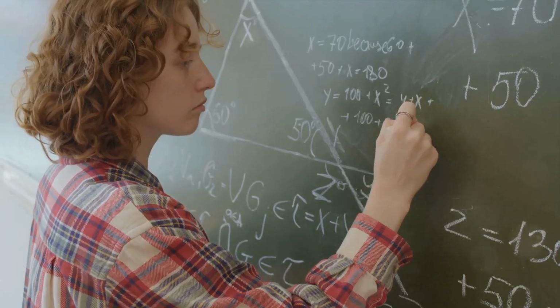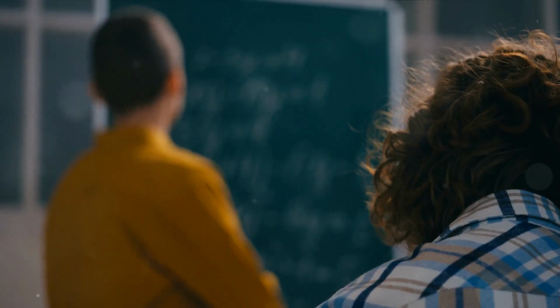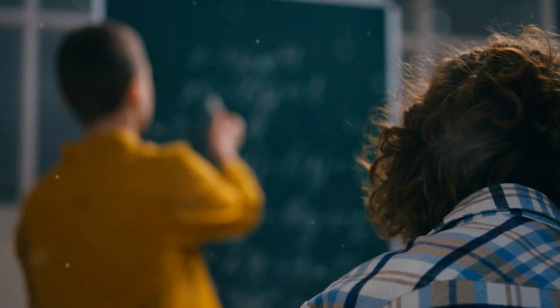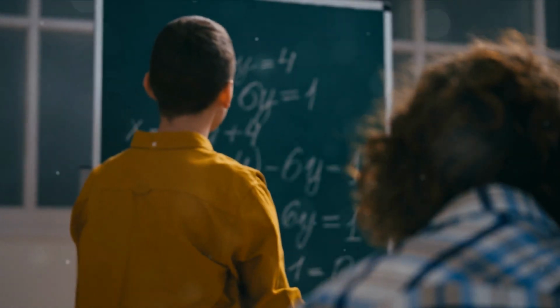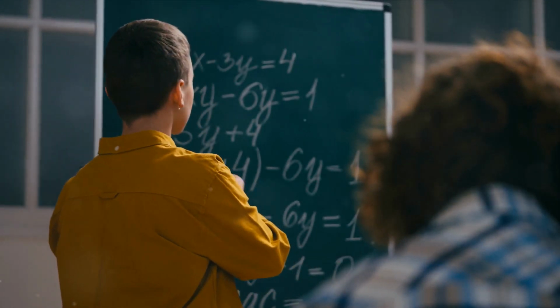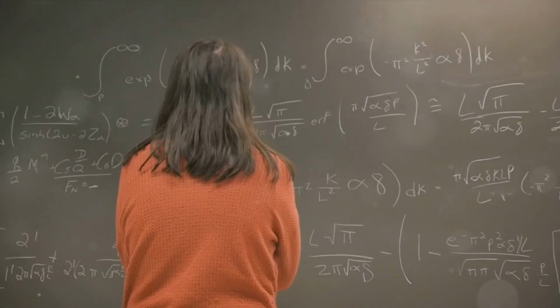And what about equations with brackets? Let's tackle one. Suppose we have the equation, 2 times the quantity x plus 3 equals 14. First, we divide both sides by 2, resulting in x plus 3 equals 7. Then, we subtract 3 from both sides and we find x equals 4.